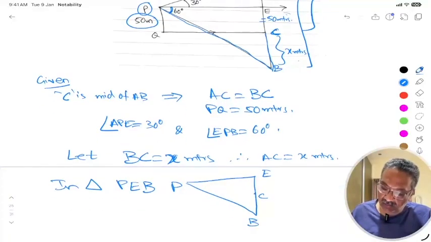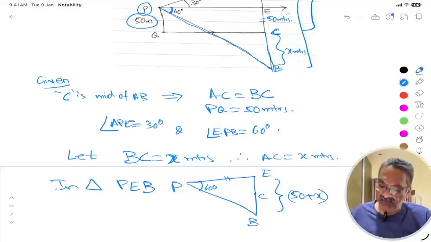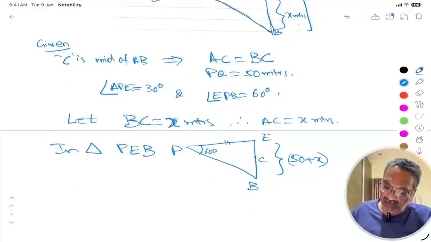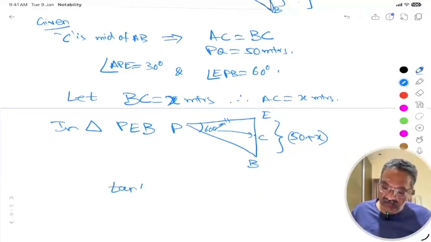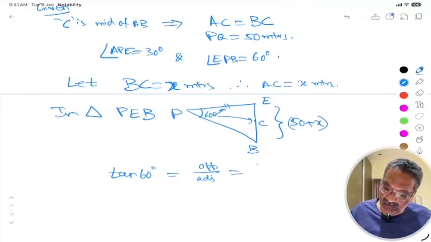In triangle PEB, I don't know PE, but I know this angle is 60 degrees, and this whole distance is 50 plus x, in terms of x, we'll find out. Now PE is needed; for 60 degrees this is opposite and this is adjacent. So tan 60 degrees is opposite by adjacent, which is equal to BE by PE.